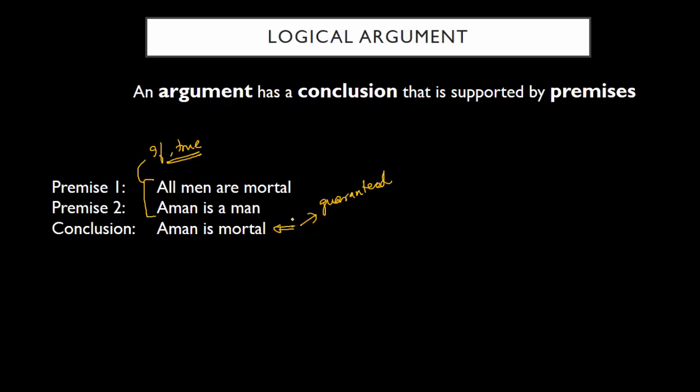It cannot possibly go wrong. If all men are mortal, Aman is a man, then Aman has to be mortal. Now let's look at another argument.